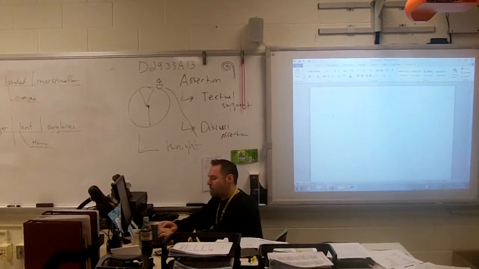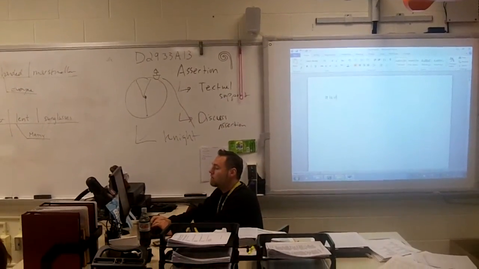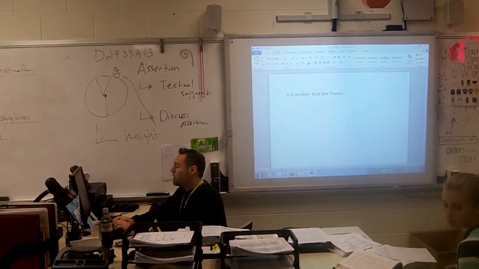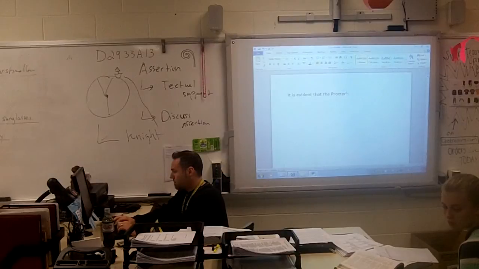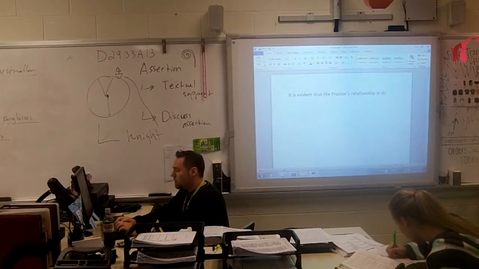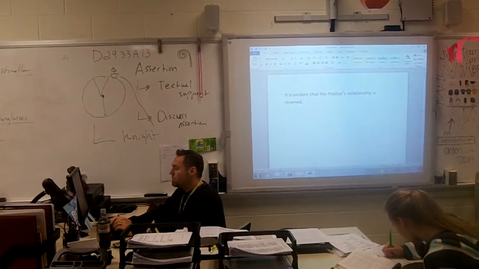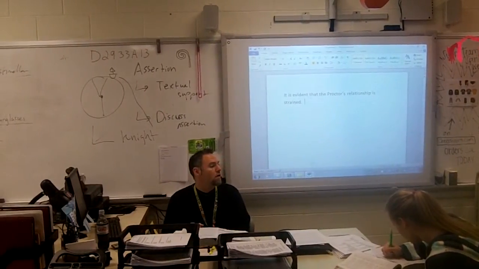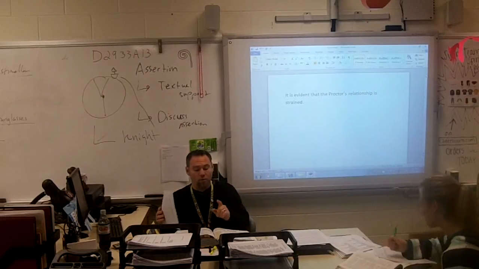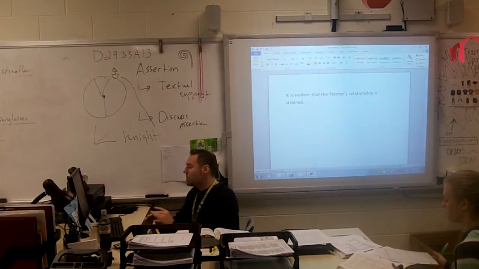I attack my prompt by saying it is evident that the Proctor's relationship is strained. Okay? And what I can actually do is I can go back just a little bit, look at the very beginning of Act 2.